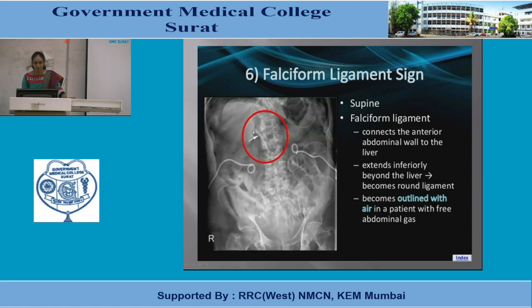Visualization of falciform ligament in case of pneumoperitoneum. This X-ray shows there is free gas under both domes of the diaphragm, as well as visualization of the falciform ligament, which connects the liver to the anterior abdominal wall. Visualization of this ligament is due to the presence of free intraperitoneal air. In this X-ray, the Rigler sign is also present.